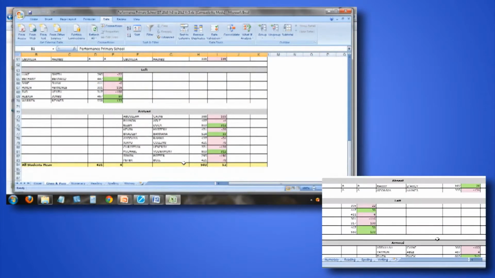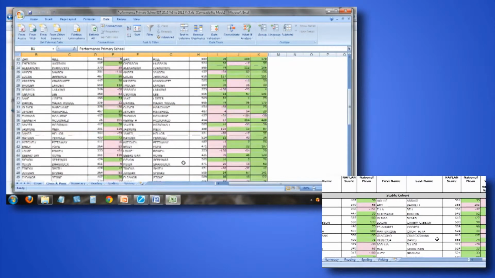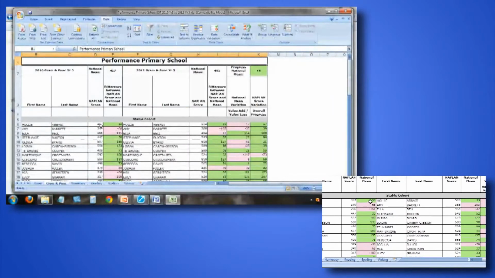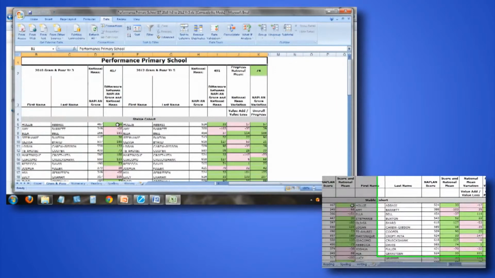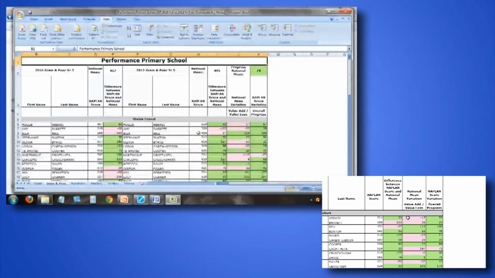And that's the way we read the individual student tracking. So the green means that they're at least a 0, above a 0 progress or value add loss, and the pink means that it's below 0.